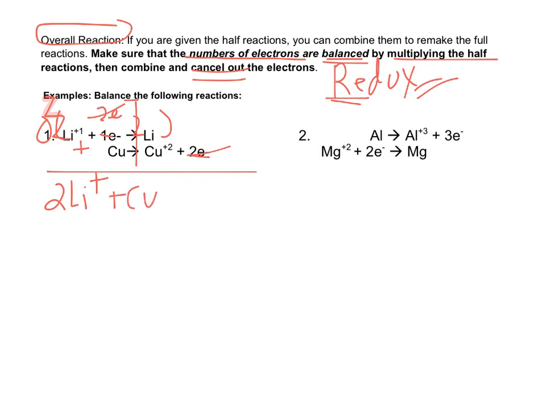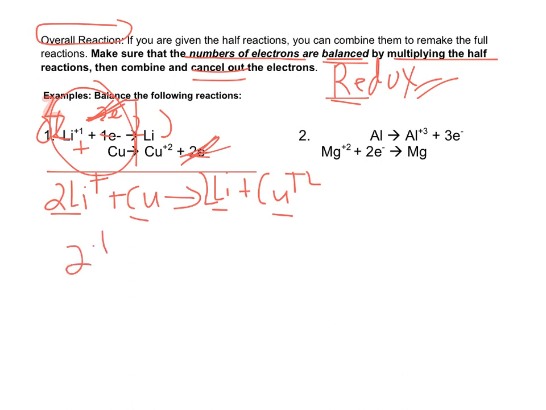plus copper, so I'm gathering up everything on the left. And then on the right side, I have 2 lithium and a copper 2 ion. You know you've done it right when your electrons cancel out. And then you can always check yourself. 2 lithiums, 1 copper, 1 copper. My overall charge over here is +2. My overall charge over here is +2.